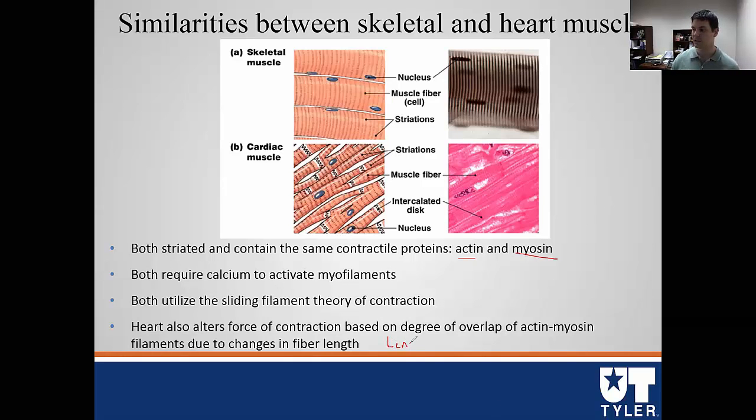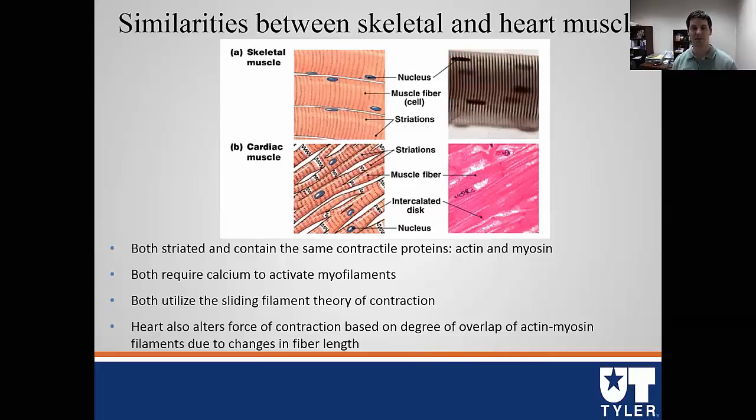So the idea is the length-tension relationship. This will come into play much later in the chapter, but we'll get into how the heart can actually alter the amount of blood that it pumps based on this length-tension relationship. So it follows that. The overlap of actin and myosin will ultimately determine how strong the contraction is from the heart.